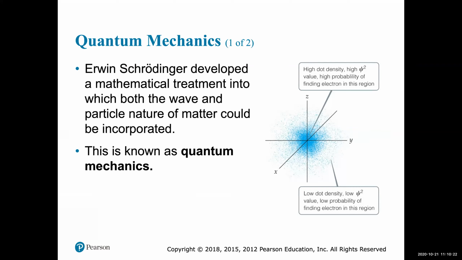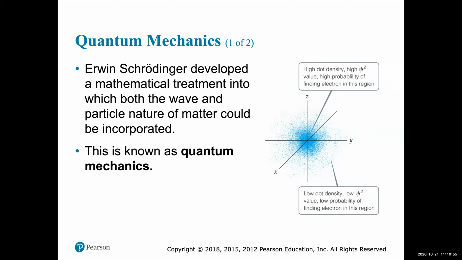So Schrödinger developed math demonstrating that electrons and light have wave and particle nature. And so that's the field of quantum mechanics. We'll touch on that a little bit in this class. If you take physical chemistry later on, you'll get more of it and you'll actually see the math in more detail. But basically what quantum mechanics does is it allows you to give a prediction of where the electrons are.